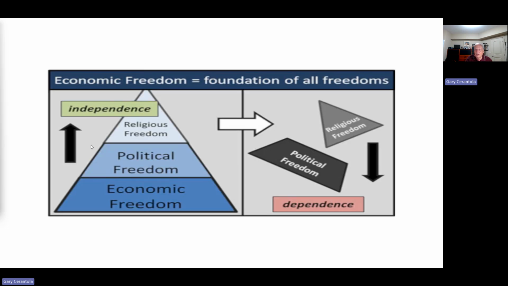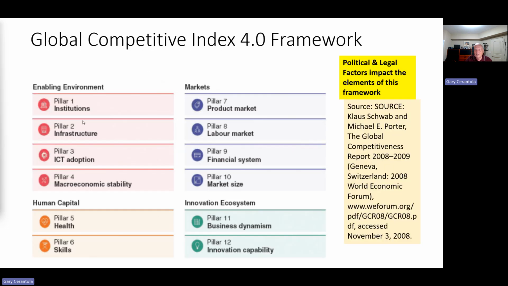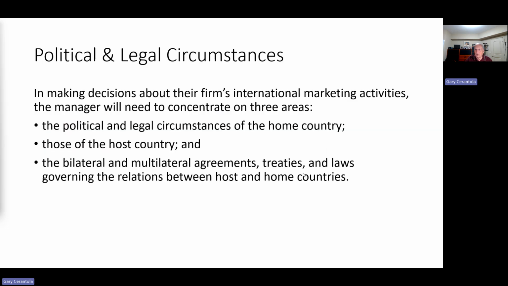And again, there's alignment: the more freedom there is in the law system, the more economic freedom there is as well. So you can really judge how well you could do economically based on what the law looks like. We talked about PESTLE, we talked about legal factors, but here just to let you know, political and legal factors impact the framework. This source will really give you an idea if you want to go in and research the global competitiveness index. It lists all these factors, and that's the reference for it.